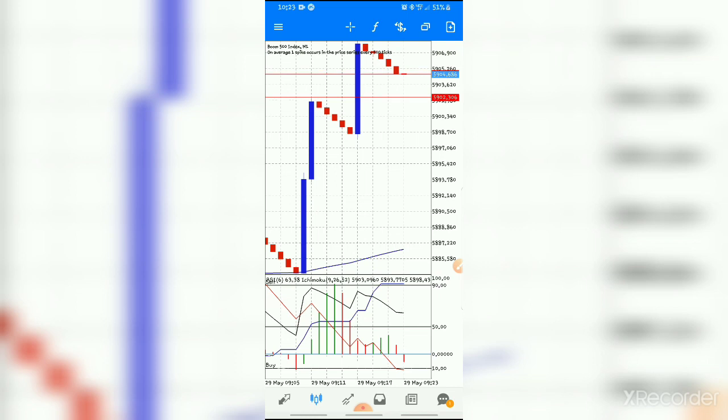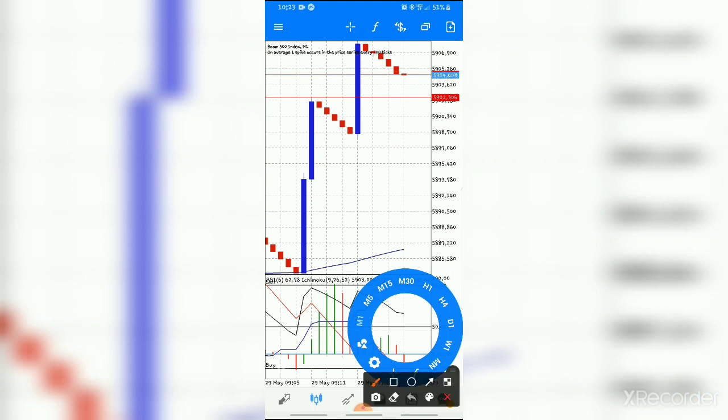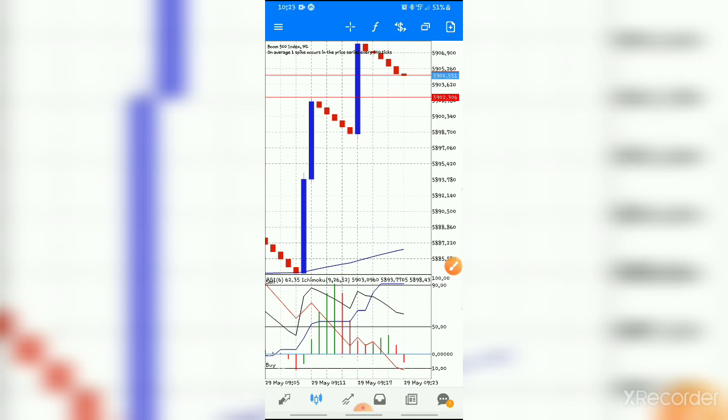So by the time you finish adding all these things, you see below here, the chart will be divided into 2 on your screen. So you have your main window here, then your indicator window will be here.